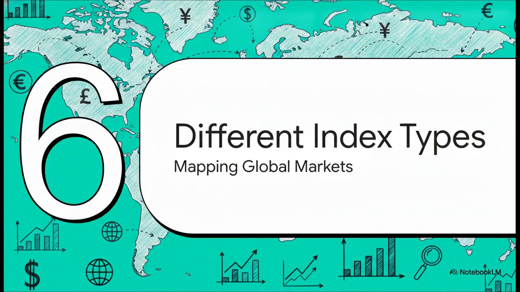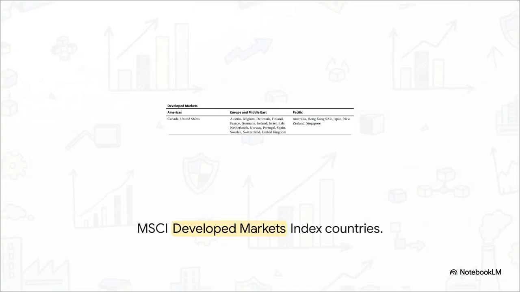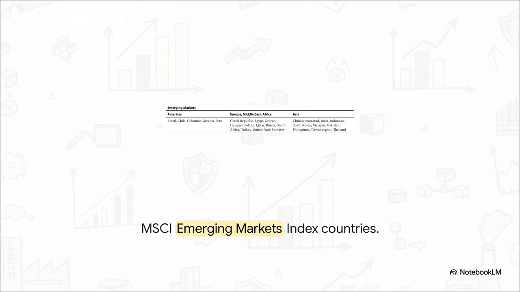And finally, Section 6, exploring different index types. Let's zoom out and look at the global landscape. At the top tier, we have developed markets indexes. Providers like MSCI group the most established, highly liquid, and economically advanced nations together. We're talking the United States and Canada, much of Western Europe, like the UK and Germany, and Pacific nations like Japan and Australia. We often get hyper-focused on just the US stock market, but these indexes map out a massive, diverse global financial landscape.